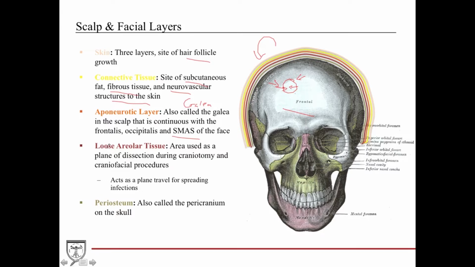Then you also have the loose areolar tissue, and this area is used for planar dissection during craniotomies and craniofacial procedures, because you can slide and move really easily underneath this loose areolar tissue. It's also important because infections can move and slide under this area as well. And of course, you have the periosteum, that thin layer that lies right above the skull, throughout the whole skull.